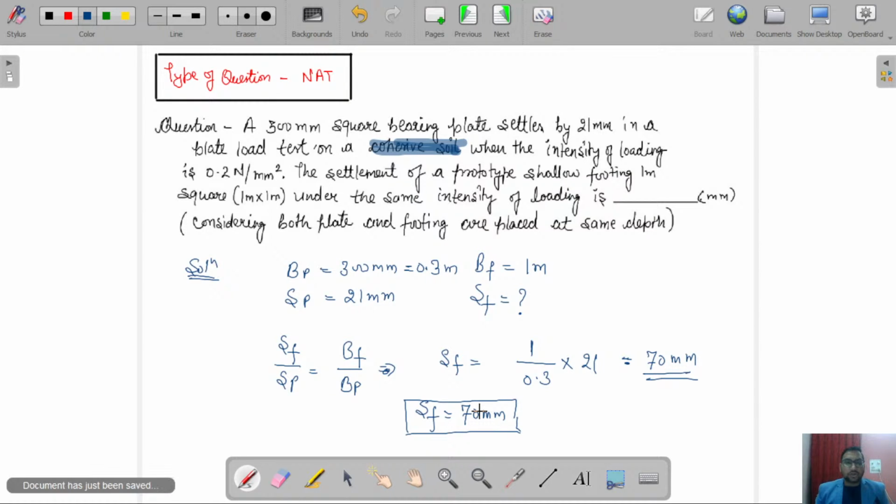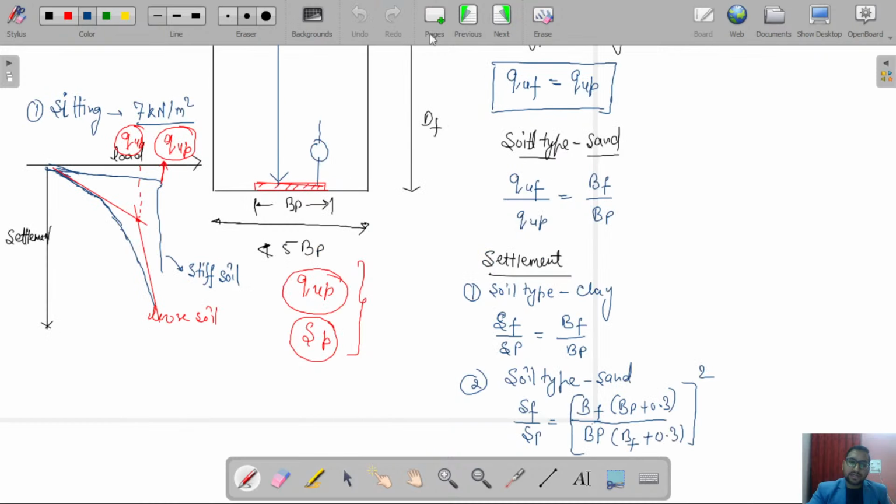I hope now the concept of this plate load test is clear: how to tackle the question from this point and how the questions are going to be there from your plate load test. There are 4 parameters. 3 will be given to you and 1 value you have to calculate. Right? Okay. Let's move to our next question.